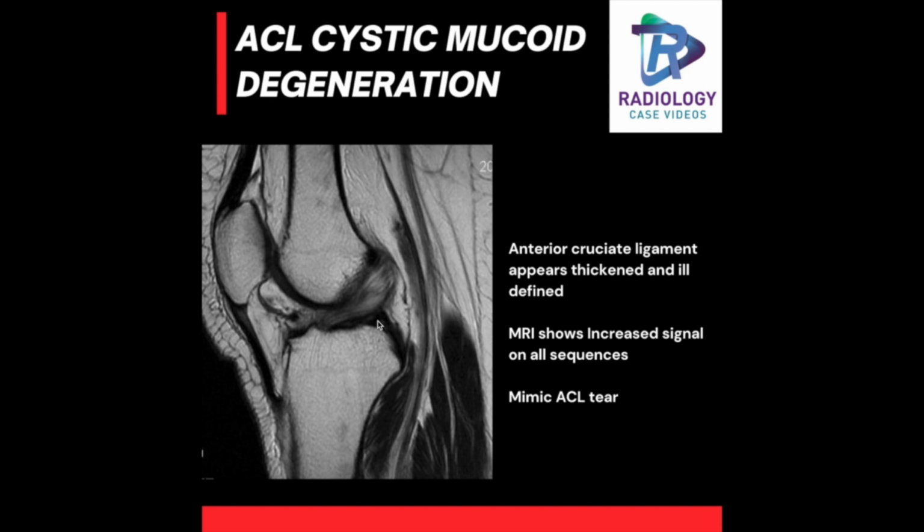On MRI, the characteristic is ciliary stalk appearance, which is better visualized on T2 imaging. It is nothing but low signal intensity longitudinal fibers which are separated from each other by high signal mucinous material of mucoid degeneration and appear like a ciliary stalk. In case of mucoid degeneration, secondary signs of ACL injury are generally absent.